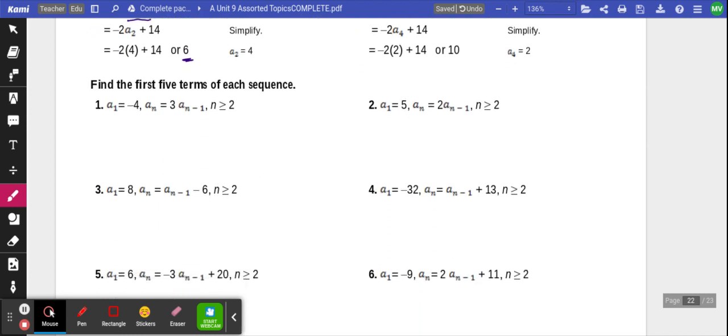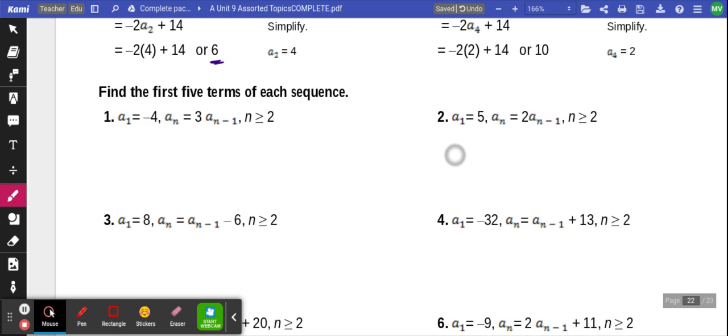So for number 1 here, for recursive, you always have to be told what the first term is. So we know a sub 1 equals -4, and a sub n equals 3 times a sub n minus 1, and we know n is greater than or equal to 2. When we're finding a sub 2, it's going to be 3 times a sub 2 minus 1, and this means the answer to a sub 1. So a sub 2 is 3 times -4, which is -12.